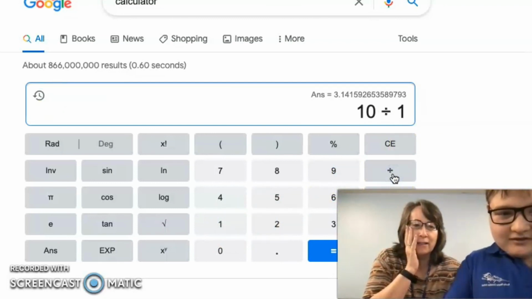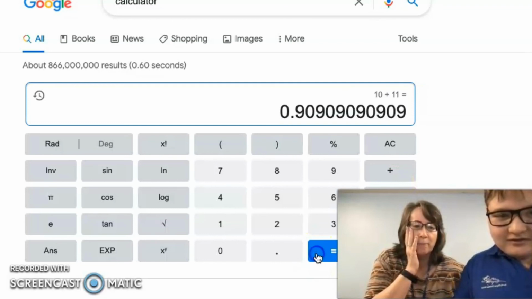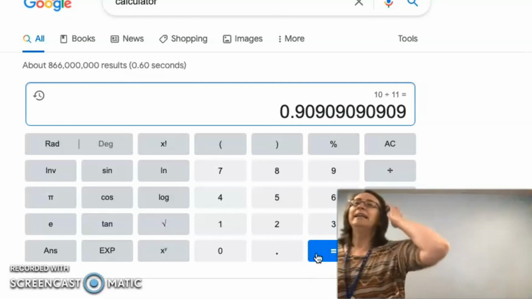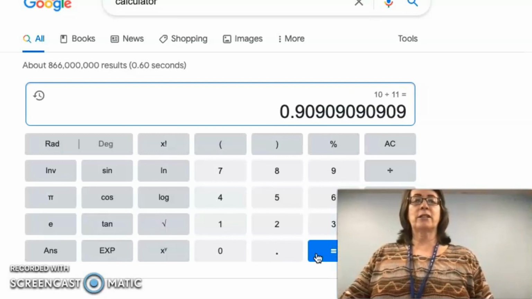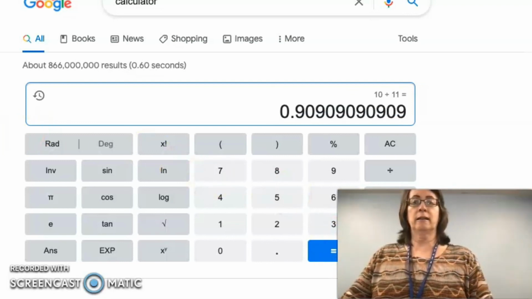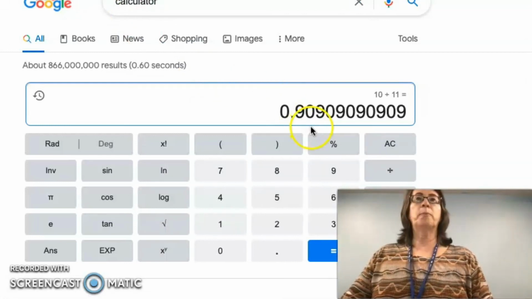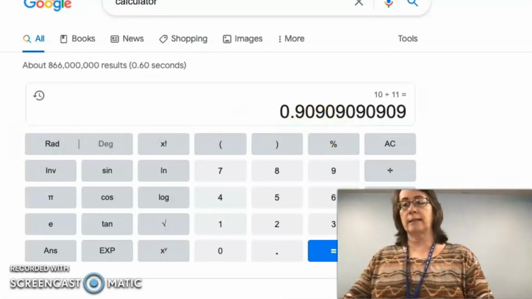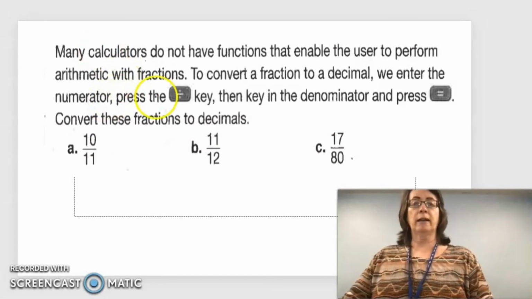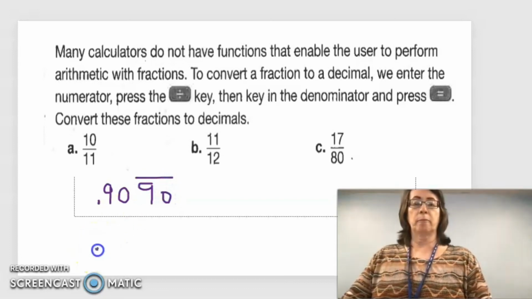Divided by 11. Good job. So 90, 90, 90, 90, 90, 90. If we were going to write that, let's go back over here to our calculator. 0.9090. So where is our lesson? Here we've got 0.9090 over and over and over. So how would we write that most succinctly?